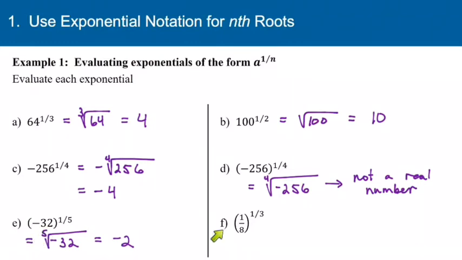Okay, finally here in part F, we have 1/8 raised to the 1/3 power, or we could write it as the third root of 1/8. Now it just so happens that both 1 and 8 are perfect cubes. So the cube root of 1 is 1 and the cube root of 8 is 2. And so the cube root of 1/8 is 1/2.